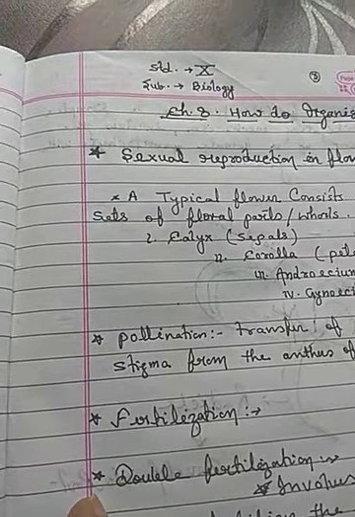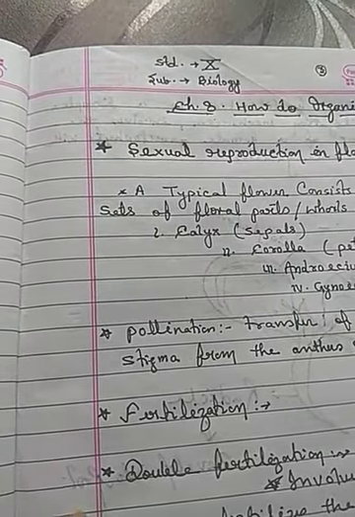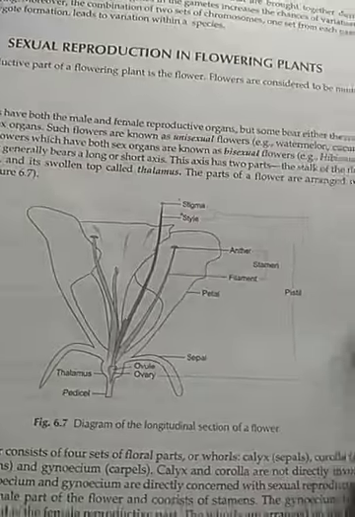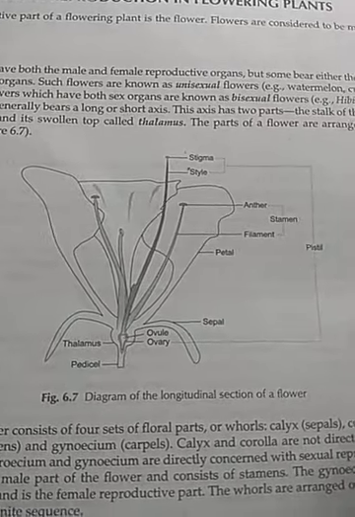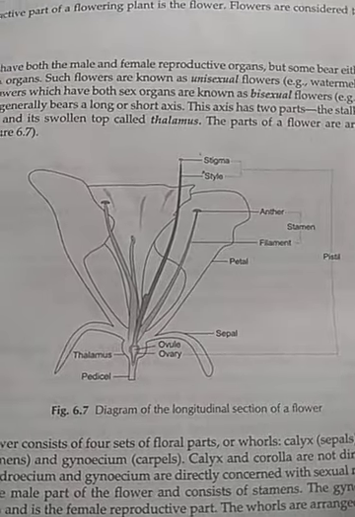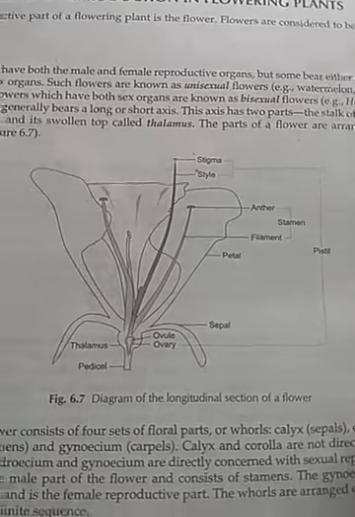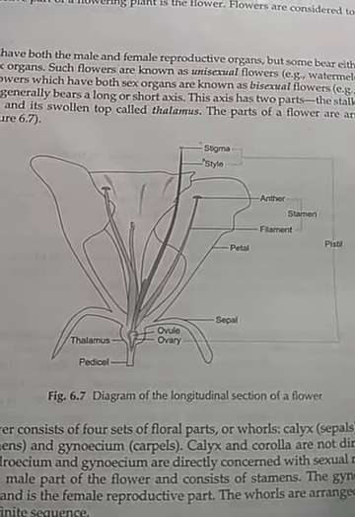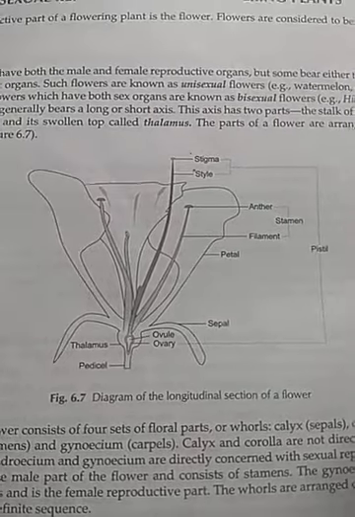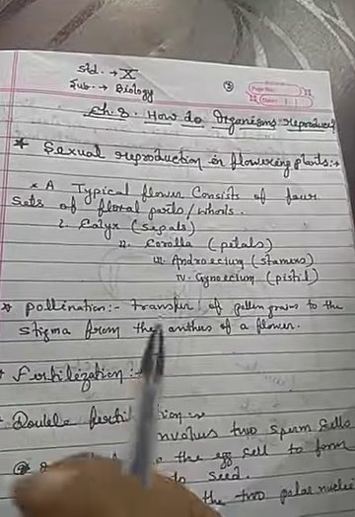So in the start we will learn how many parts a flower has, because the flower is the sexual, reproductive part of the plant and also the most important and attractive part of the plant. So here is an example of a flower, and this is also a bisexual flower. In this flower, 4 whorls are present. At first we will learn about the 4 whorls present in it.